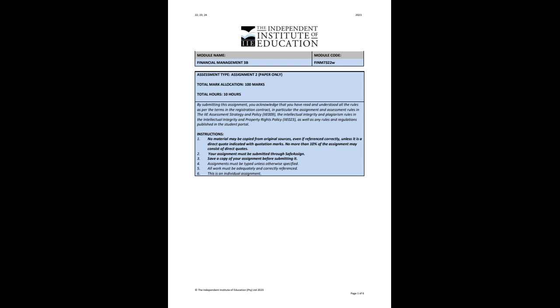Your assignment 2 is going to concentrate on learning units 4 and 5. Learning unit 4 is working capital and current assets, and the second one, learning unit 5, is current liabilities. Where are my notes? Sorry, I've got stuff all over my desk because I just had another class as well.